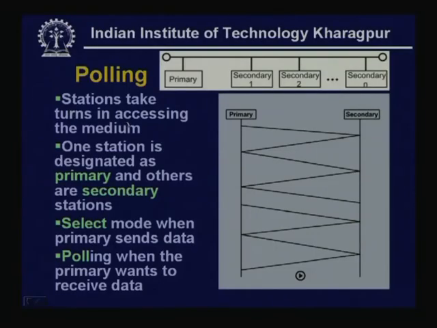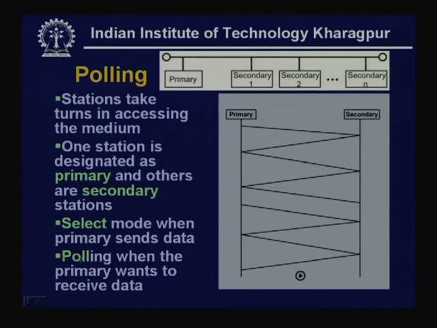Here you have stations taking turns in accessing the medium. That means, in such a case, one station is termed as primary. It can be considered as the teacher or the chairman in practical applications, and other stations are called secondary. There are two distinct modes. Whenever the primary wants to send data to one of the secondaries, it uses the select mode. First, the primary has to select a particular secondary by sending its address, and whenever the secondary responds by sending an acknowledgement, then the data transfer is performed.